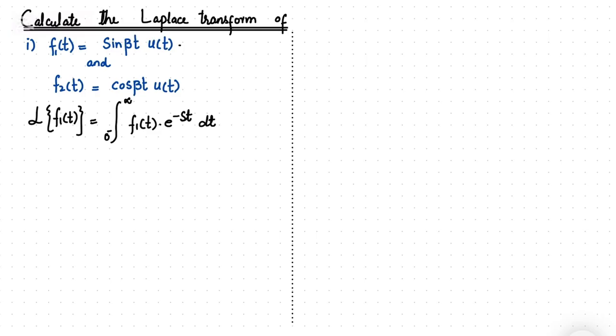For this f1 of t, we can insert sine of beta t into u of t, or alternatively, using Euler's identity, sine of beta t into u of t can be written as e raised to power j beta t minus e raised to power minus j beta t, divided by 2j.